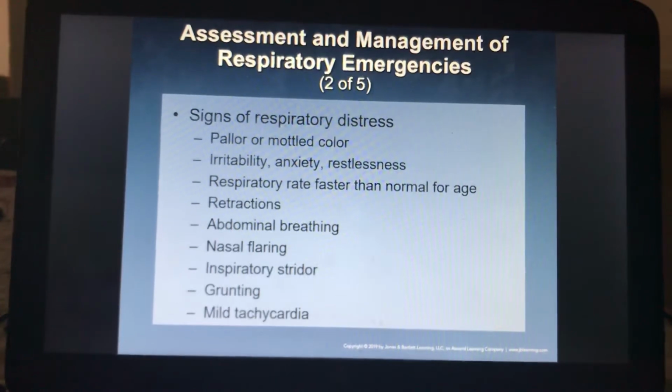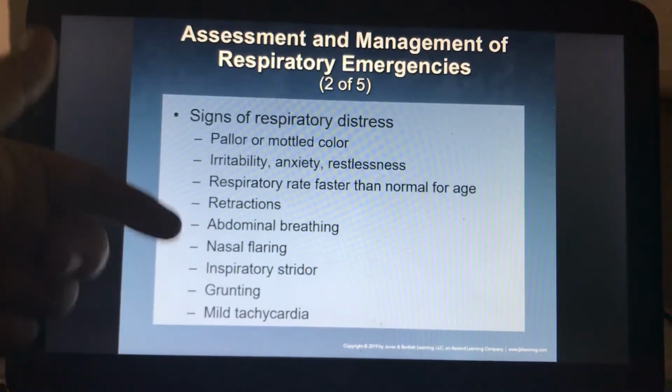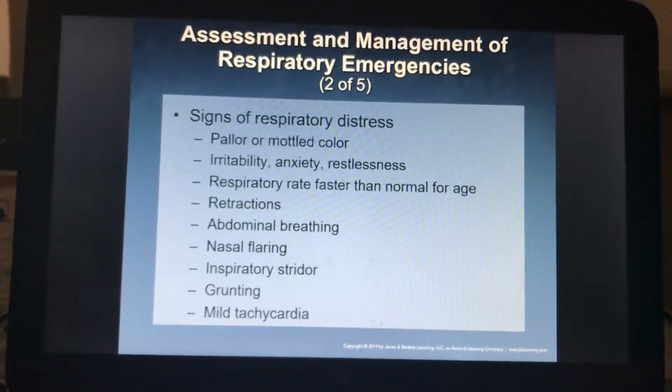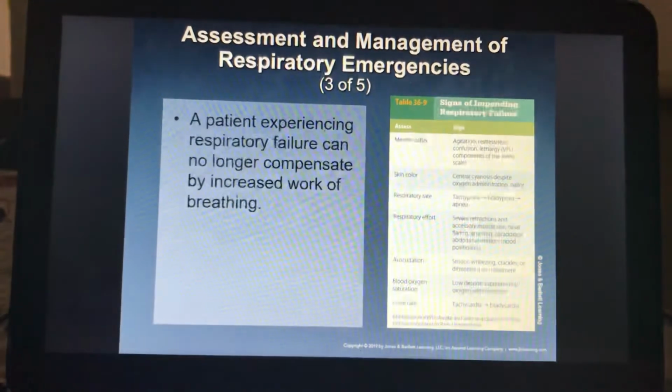Signs of respiratory distress, the ones I want you to pay attention to the most, are grunting, nasal flaring, abdominal breathing, and retractions. That's pretty common for kids. You may not see it in adults so much as you do in kids. If you do see them in adults, they're really bad, real sick.